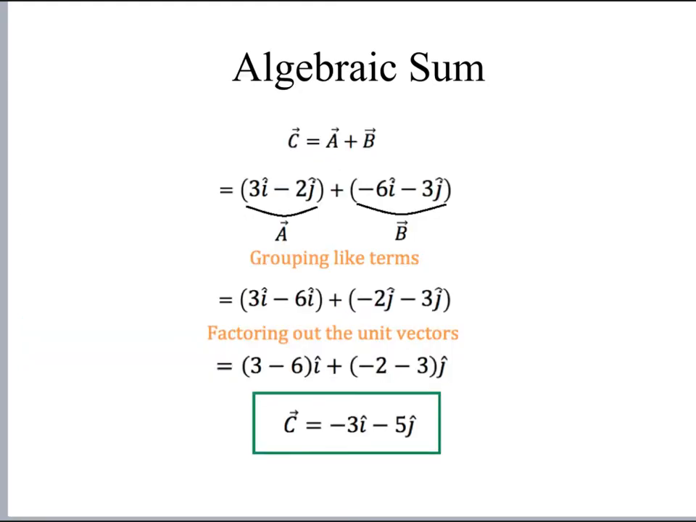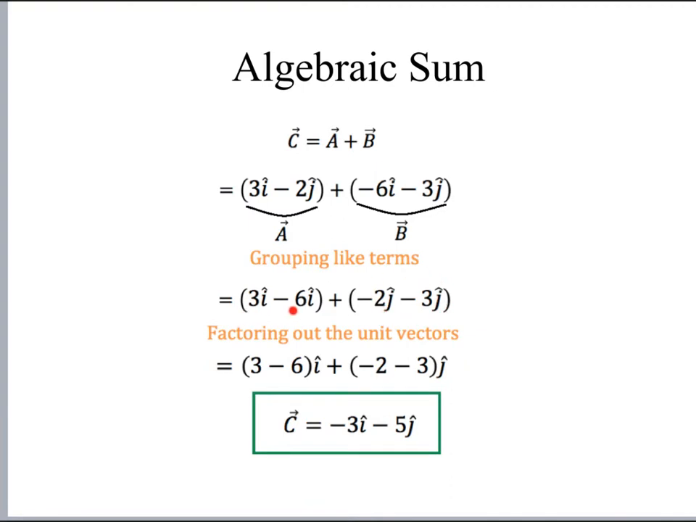Okay, so now we can do an algebraic sum. We can add up using algebraic equations. So we have our C equals A plus B, where we saw previously that A was 3i hat minus 2j hat, and that B was minus 6i hat minus 3j hat. And so we want to group all the like terms. We want to get all the x parts and all the y parts together, or all the i hat terms together and all the j hat terms together.